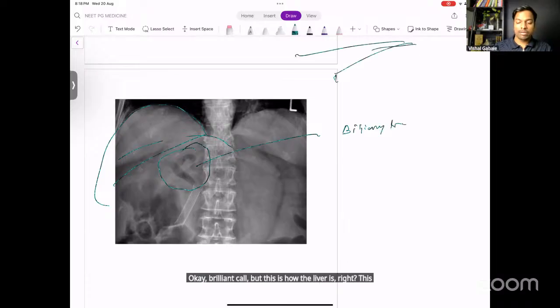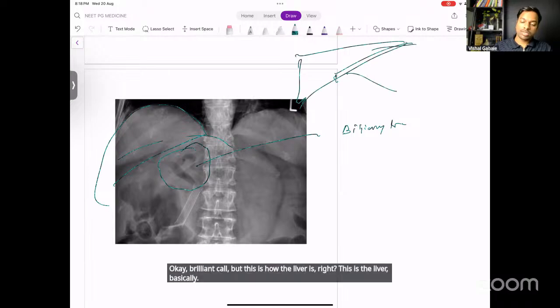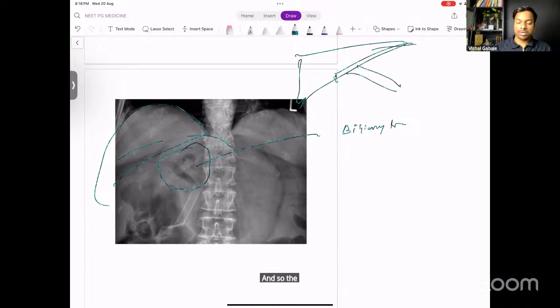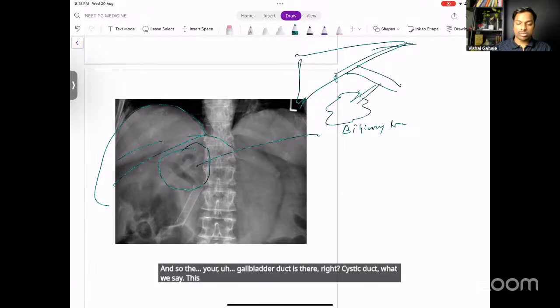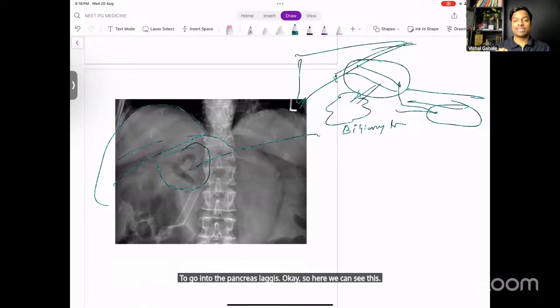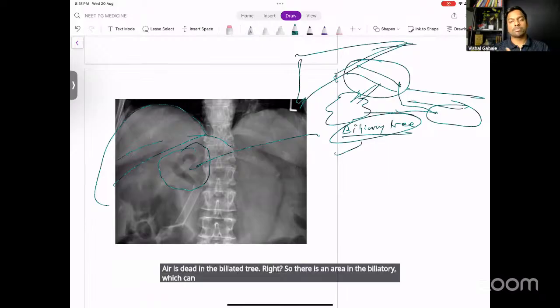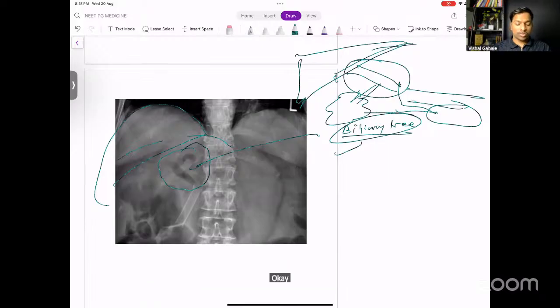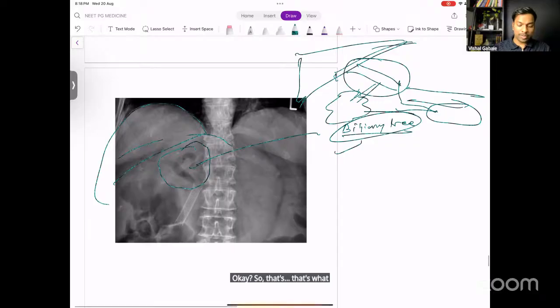This is the liver basically, and this is where your gallbladder duct is, right? Cystic duct, what we say. This is where the gallbladder is also there, and this is where the pancreas is. They go into the pancreas like this. Okay, so here we can see air in the biliary tree, which can happen after surgery or after a procedure. So that's what we can see over here.